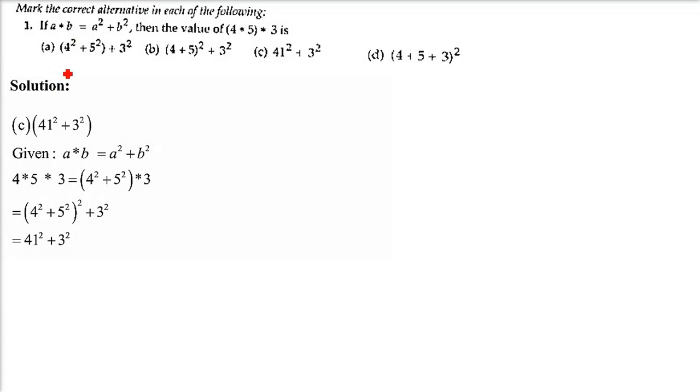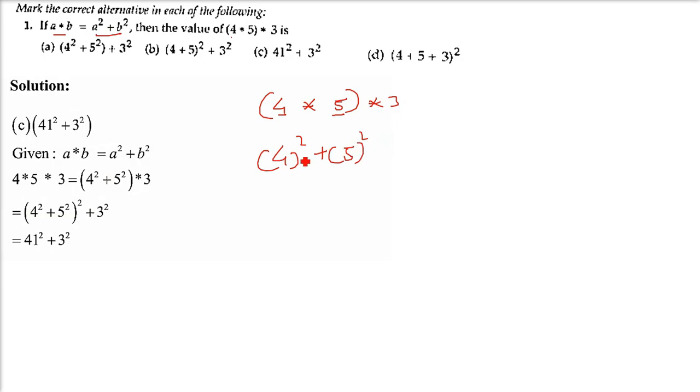The first one is: if A star B equals A squared plus B squared, then find the value of 4 star 5 star 3. This question and the fifth question are exactly the same. So we are doing 4 star 5 star 3. 4 star 5 is A squared plus B squared, so 4 squared plus 5 squared. In place of A you put 4, in place of B you put 5.